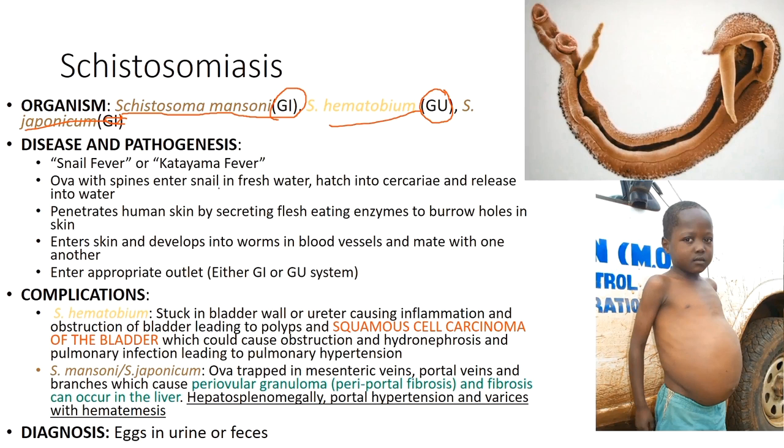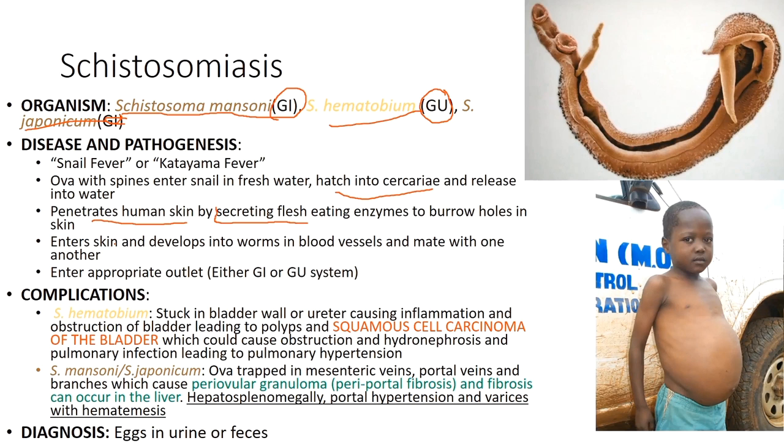They enter the snail in fresh water and hatch into cercariae, and then they release into the water from the snails. And then they actually penetrate our human skin as we're swimming around, splashing around in the water. How they actually do that, they don't just bite and go through the bite. They actually secrete flesh-eating enzymes, and they kind of open up holes in our skin, and that allows them to enter. And it's usually around hair follicles that they do this.